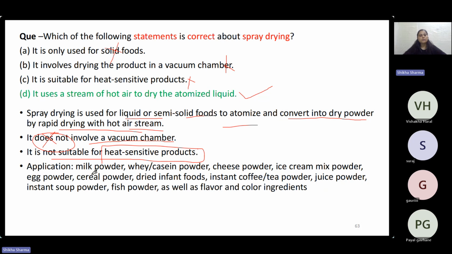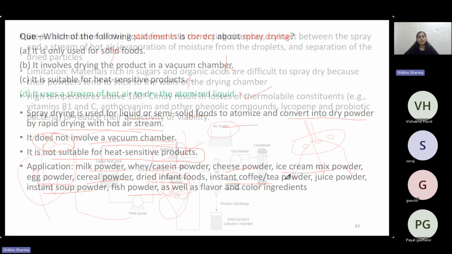Okay, so usually we see that skim milk powder is produced from this method. Whey, casein powder, cheese powders, ice cream mixes, mixed powders, egg powders, cereal powders, dried infant foods, instant coffee, tea powder, juice powder, soup powder, fish powder. Like these products, they will be made by the spray drying method.